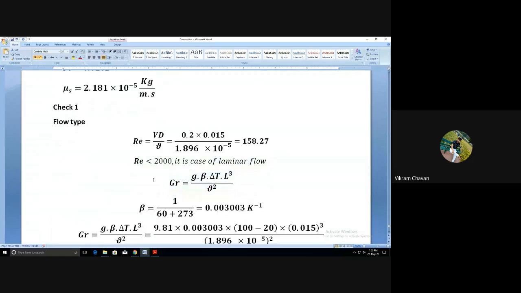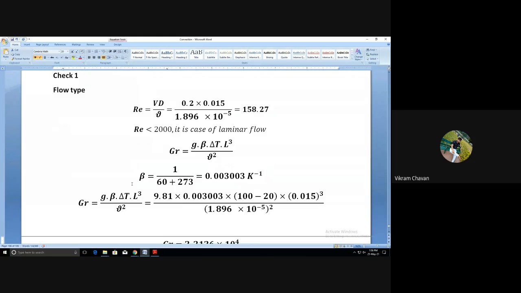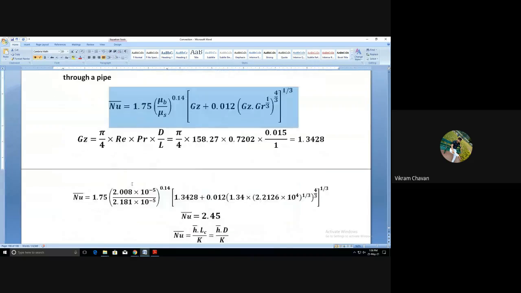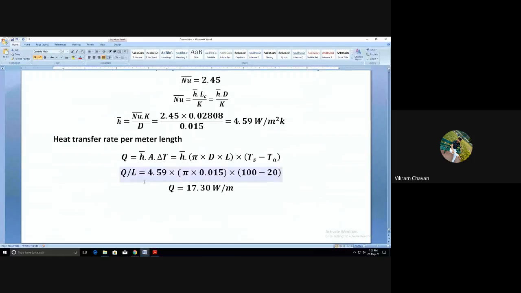Okay, you have to remember the steps, and you have to implement those steps whenever there is a problem related to combined forced and free convection. Okay, is there any doubt, any question? So for the last answer you can write Q is equal to 17.30 watt per meter.